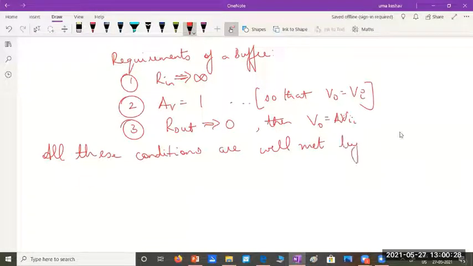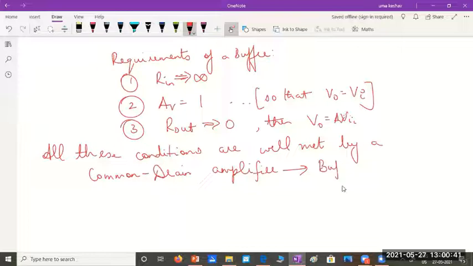by a common drain amplifier, which is the most commonly used buffering circuit. So remember, the most common application of a common drain amplifier is as a buffer. And what is a buffer and how it is important, you're able to see here. So the best usage of a common drain amplifier is as a buffer.